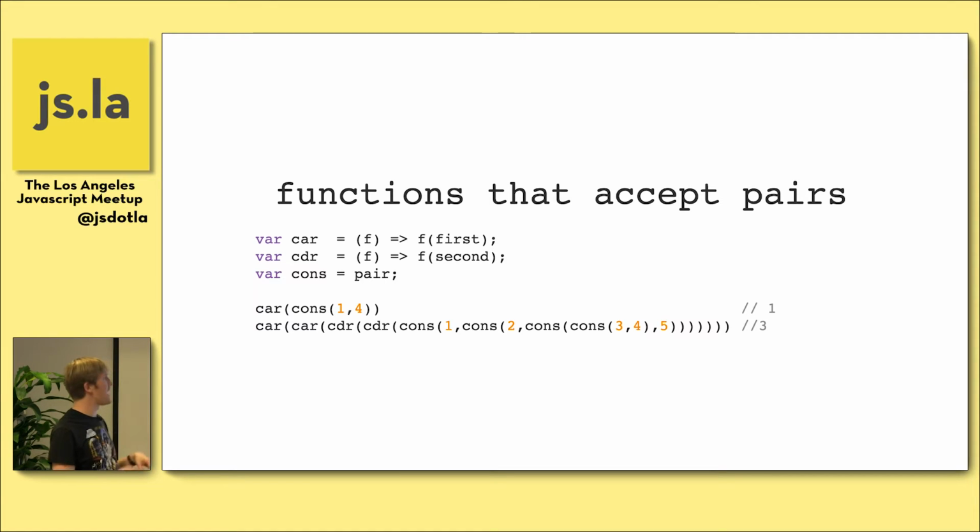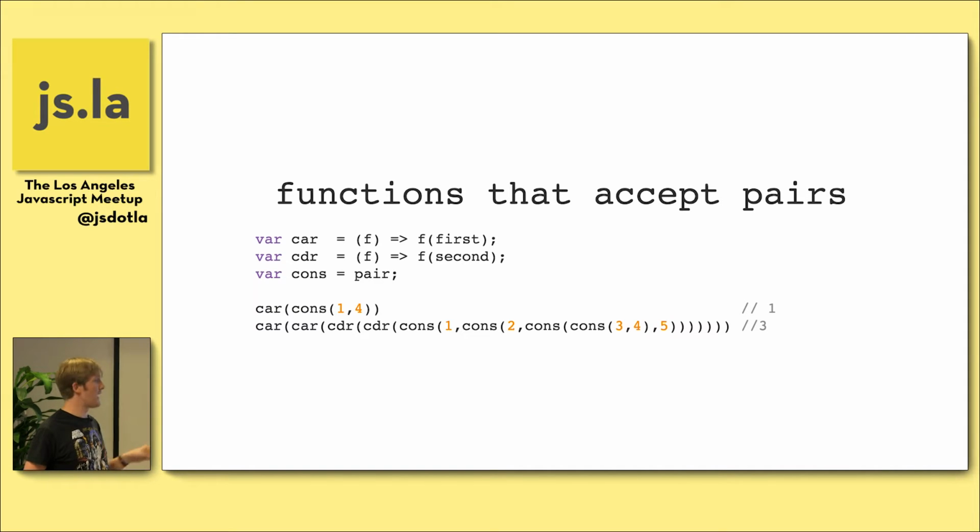So we can wrap that by saying car is a function that takes a pair and then applies that pair to first. And cdr takes a pair and applies it to second. And then we can just alias. And basically, you can build up a list of like 1, 2, 3, 4, 5, and then say, give me the second of the second of the first of the first, and it'll give you 3, or the first of the first of the second, and it'll give you a 3. Does that make sense? Mind blown?